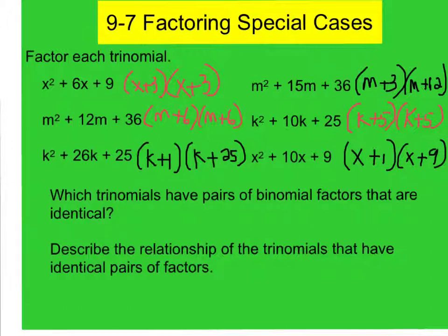So it says describe the relationship of the trinomials that have identical pair factors. And we already know this. X squared is here, 3 squared is here, and if we do 3 multiplied to x and double it, we'll get this, 6x. So basically, that's what we're doing. We're going to be taking this and writing this today.